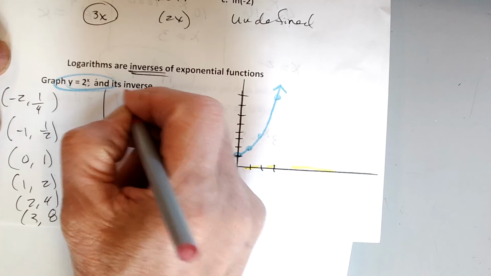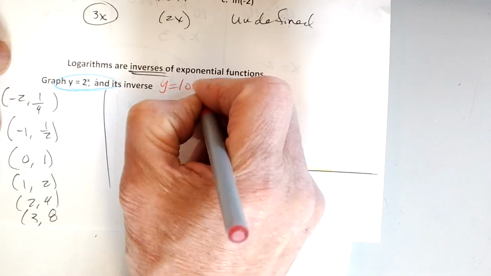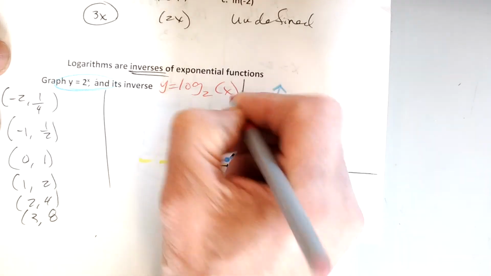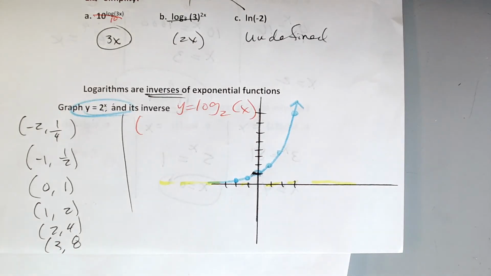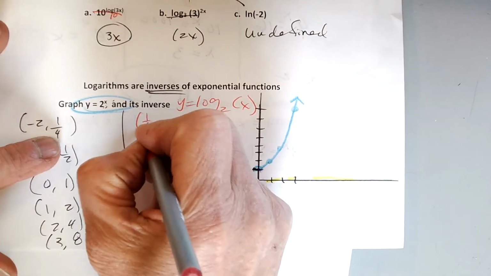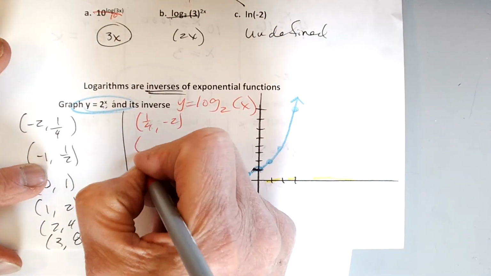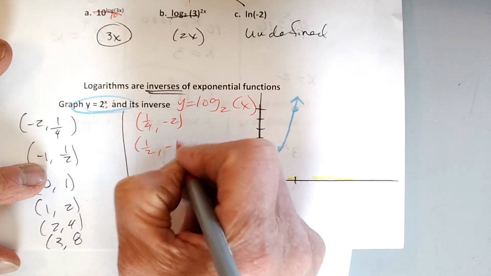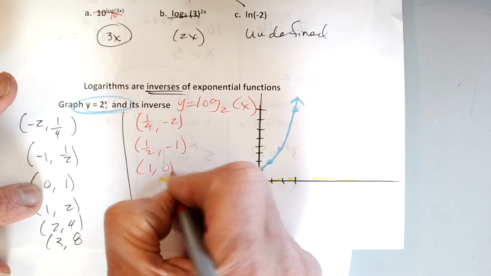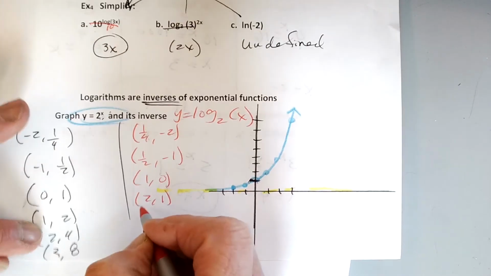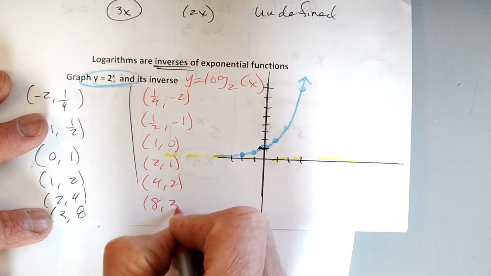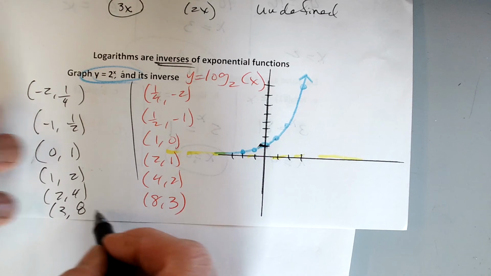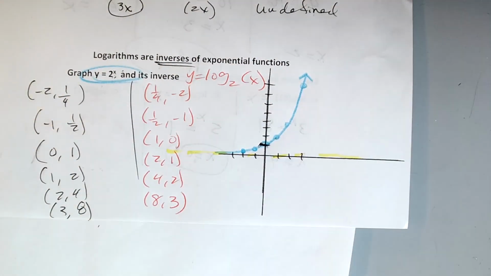So to do its inverse, we want to graph y equals log base 2 of x. Okay, that's its inverse. So to do the inverse, let's switch the points, okay? We're going to go 1/4, -2. 1/2, -1. 1, 0. We're going to write it as 2, 1. We're going to switch 4, 2, and we're going to switch and make it 8, 3. And then we've got my inverse points. Let's graph it and see what it looks like, okay?